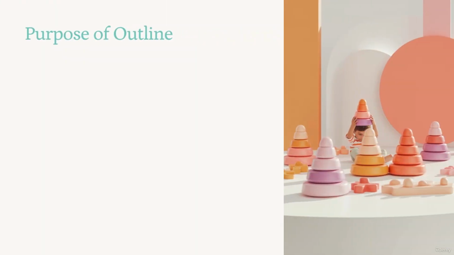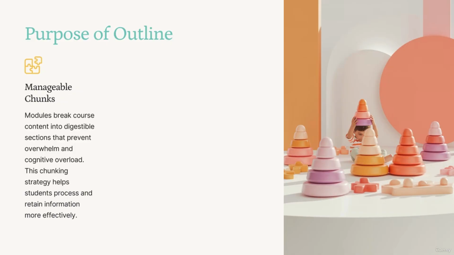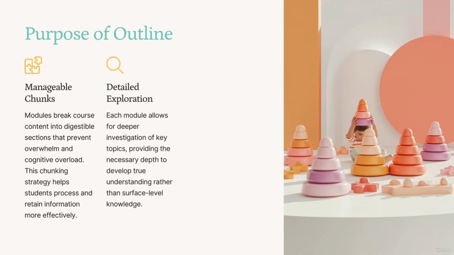Now, the purpose of the outline, as we talked about earlier, is to break down things into manageable chunks. It gives us small pieces to work on and avoids overwhelm or cognitive overload. Number 2, it helps us in detailed exploration. So we break each module into further subtopics, so we make sure that every corner, every area of that module is covered and we don't leave anything untended.